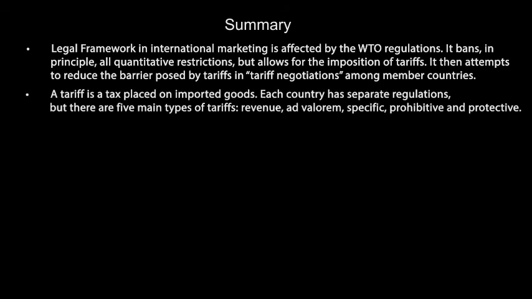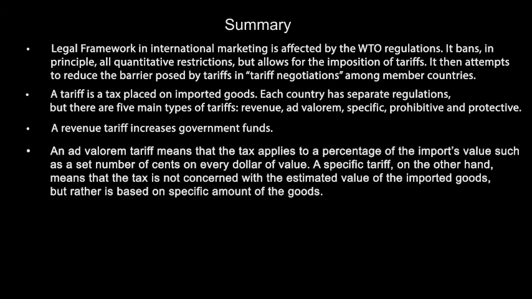A tariff is a tax placed on imported goods. Each country has separate regulations, but there are 5 main types of tariffs: revenue, ad valorem, specific, prohibitive, and protective. A revenue tariff increases government funds. An ad valorem tariff means that the tax applies to a percentage of the import's value, such as a set number of cents on every dollar of value.